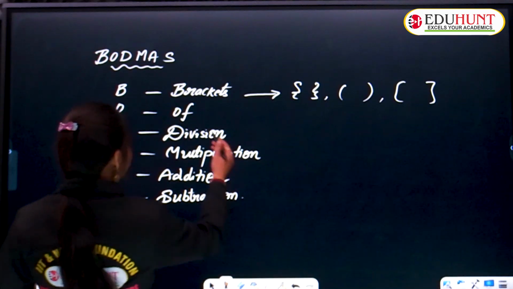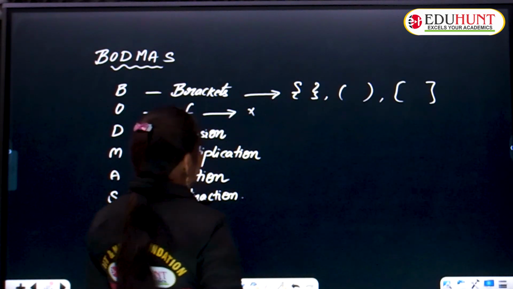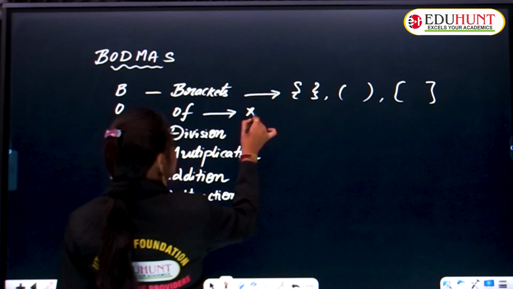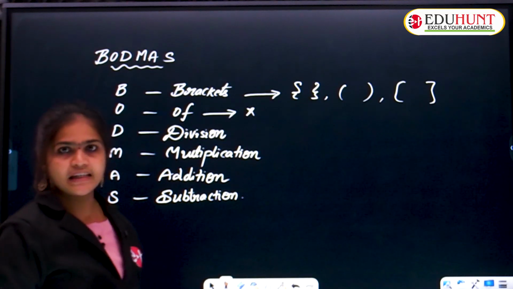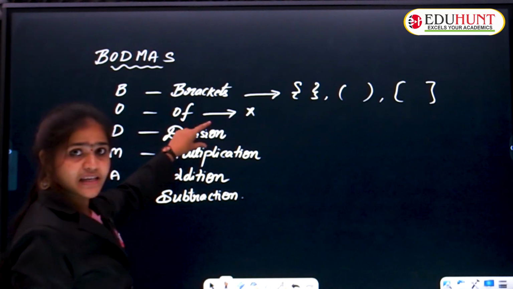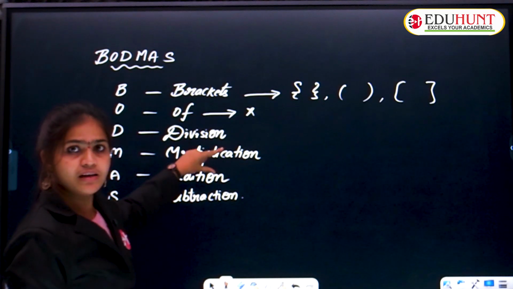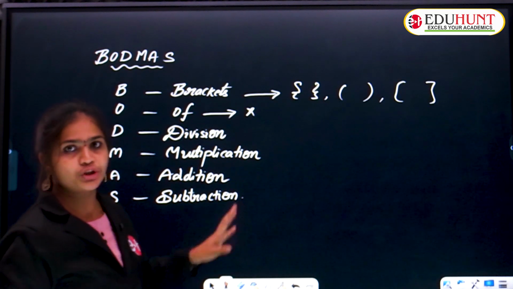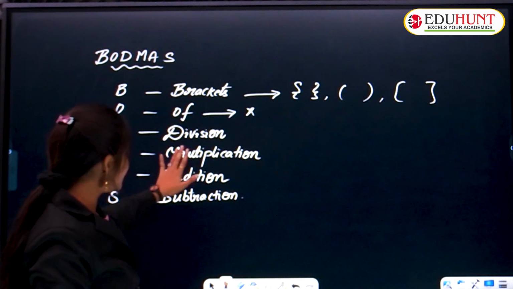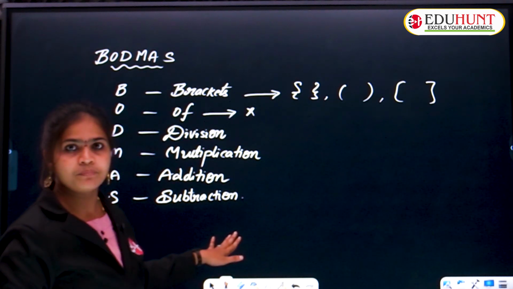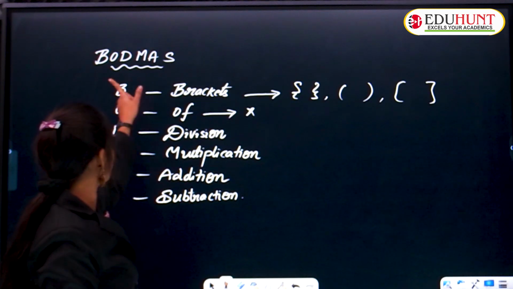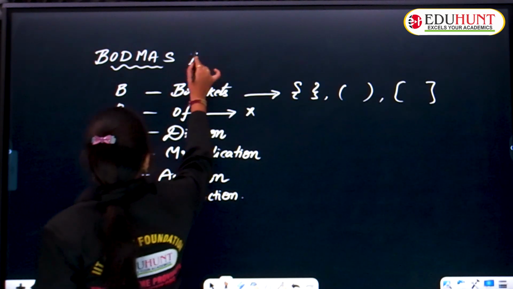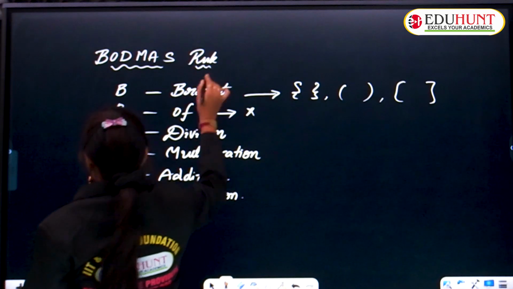After that, of. Of is nothing but multiplication. Consider of also as multiplication. After that, division we have to simplify. Division, then multiplication, then addition, then subtraction. So in this way, this is the order of simplification. This order is called the BODMAS rule. Understood? One example I will tell you here.